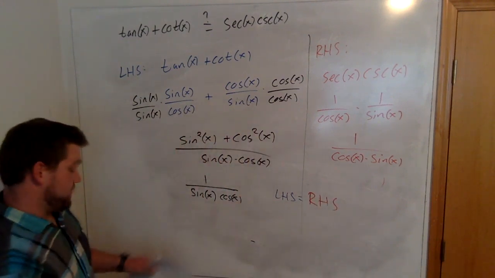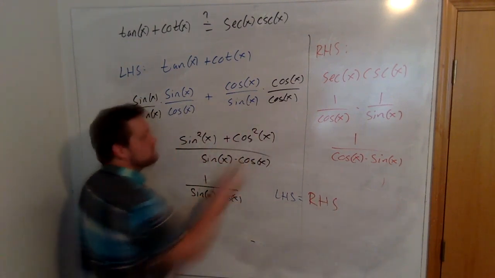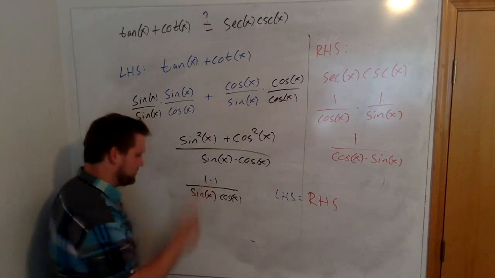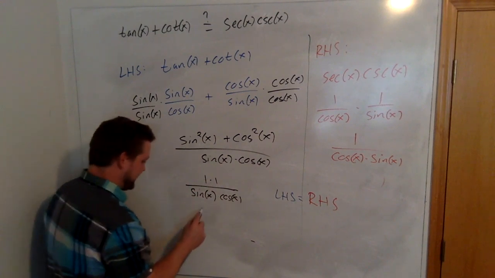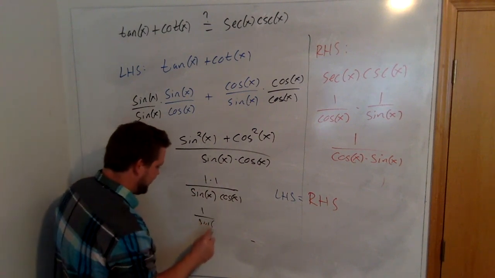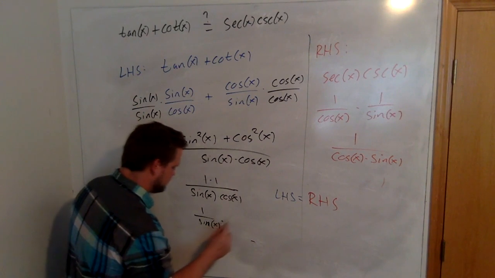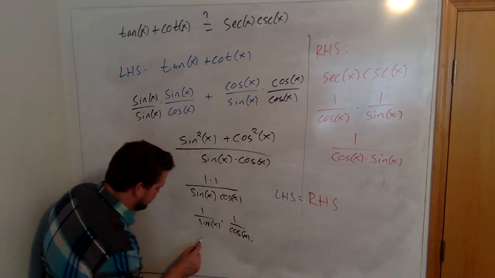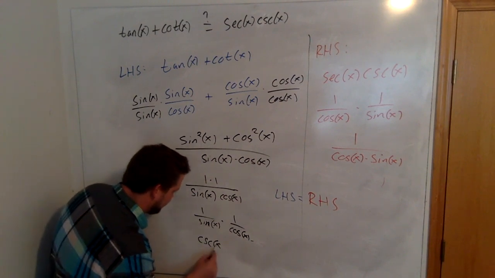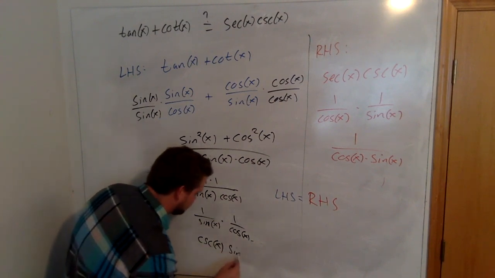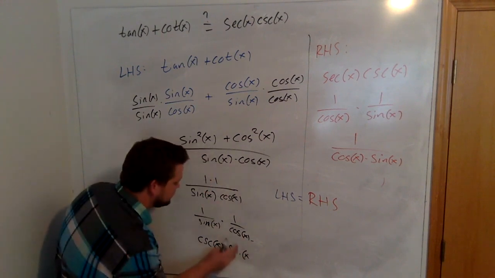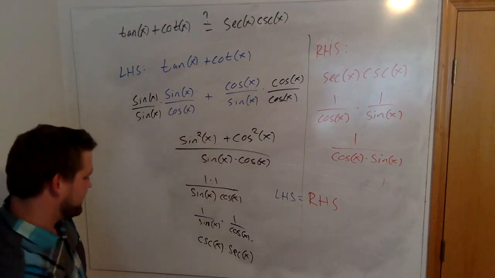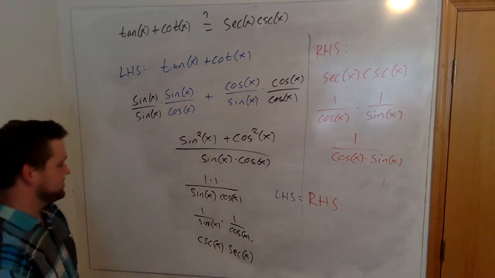Or maybe you realize that I could have gone directly from here to here. A good way to see this is that it's the same thing as 1 times 1. This is undoing the fraction multiplication. This is 1 over sine of x times 1 over cosine of x. 1 over sine is the same thing as cosecant of x. 1 over cosine is the same as secant, which is exactly what the right-hand side is if we flip the order of multiplication.